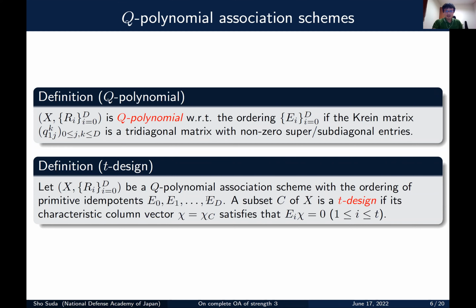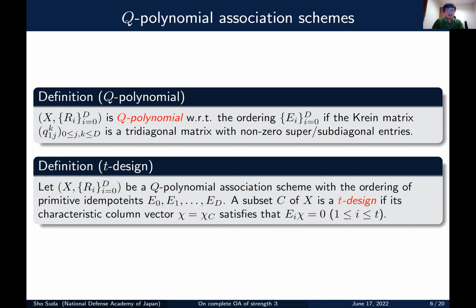Let X be a Q-polynomial scheme, and a subset C of the vertex set X is said to be a T-design if its characteristic vector chi satisfies E_i chi equal to 0 for any i from 1 to T. And the result considers a general theory of T-designs in Q-polynomial schemes.